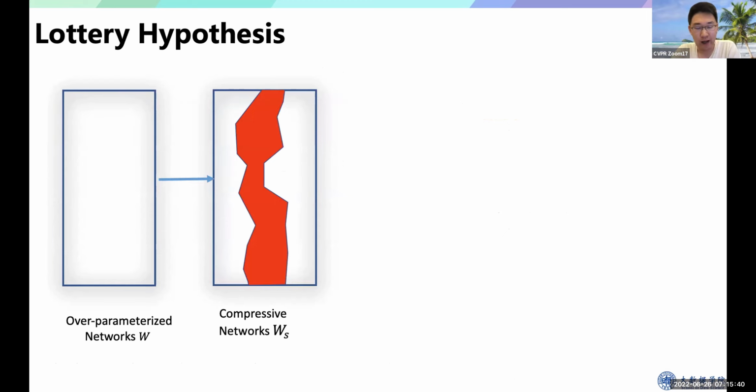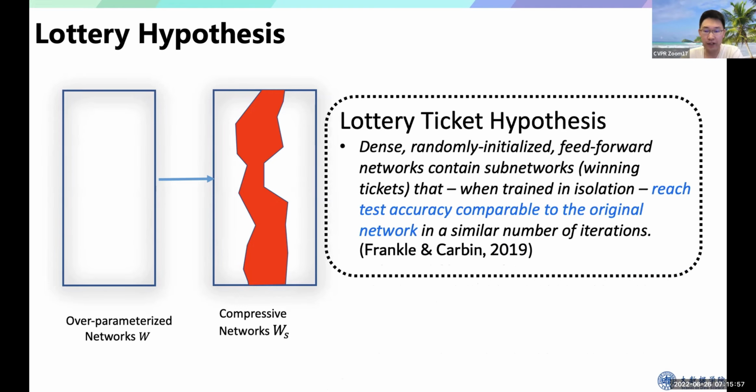Another interesting hypothesis has been proposed recently, named the lottery ticket hypothesis, which defines the winning tickets as the subnetworks which can obtain comparable results to dense ones if trained in isolation. This is a very famous idea, and I think this paper won the best paper award in ICLR 2019.